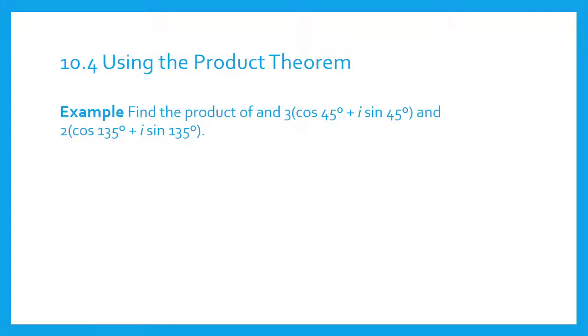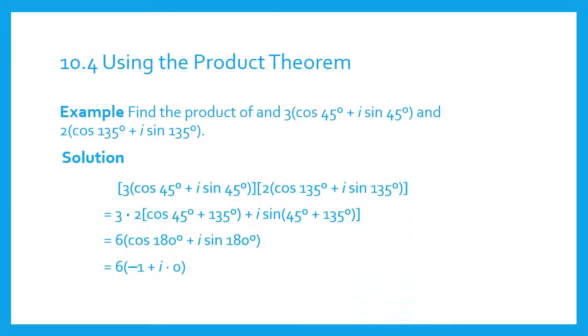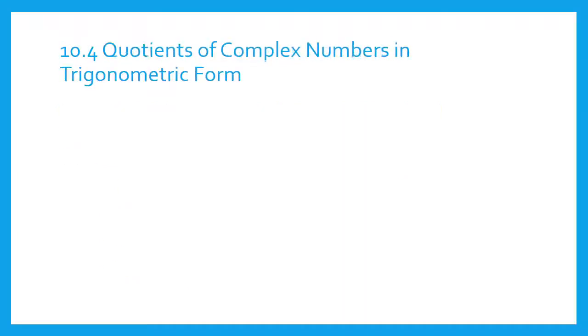So try this out for yourself. Find the product of 3 cosine 45 plus i sine 45 and 2 cosine 135 plus i sine 135. Okay, putting everything in the formula, we have 3 times 2 times cosine of 45 plus 135 plus i sine of 45 plus 135 gives us 6 cosine 180 plus i sine 180, and then substituting the values in, we get 6 times negative 1 plus i times 0.